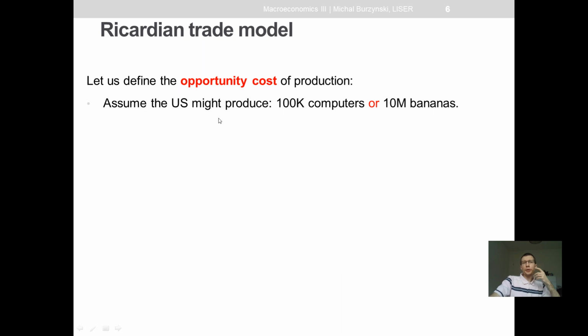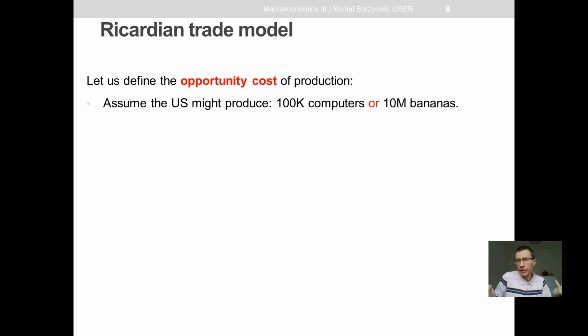Okay, so assume that the United States can produce 100,000 computers in a particular moment of time, or 10 million bananas in the same moment of time, and the United States can allocate resources between those two types of goods by producing any linear combination of those goods. So it can be, I know, 50,000 computers and 5 million bananas. It can be 80,000 computers and 2 million bananas. It depends on the relative allocation of resources.